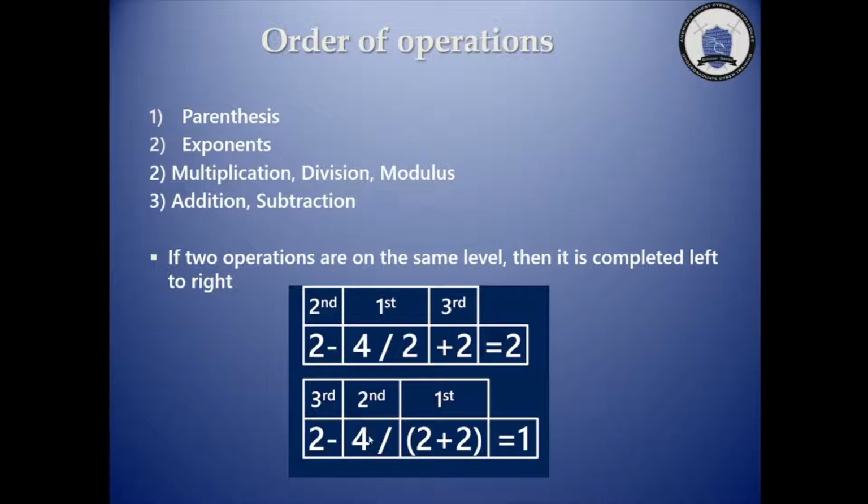So in our second example, again, it's going to look for parentheses, so we've got 2 plus 2 is 4 here, and so it's going to go 4 divided by 4 is 1, and then so we've got 2 minus 1 is equal to 1.